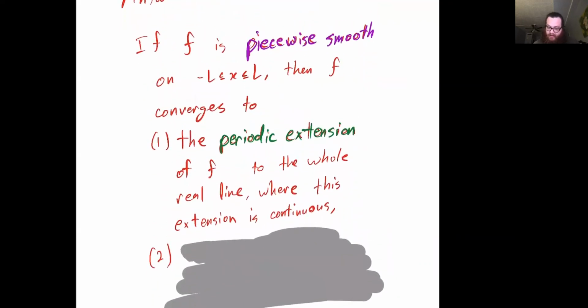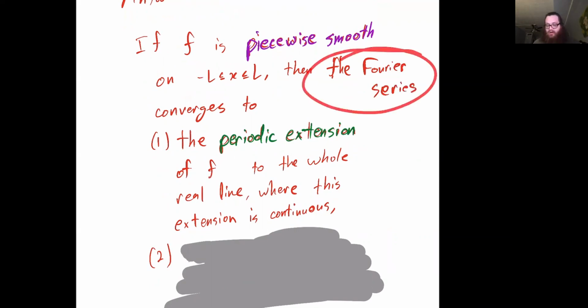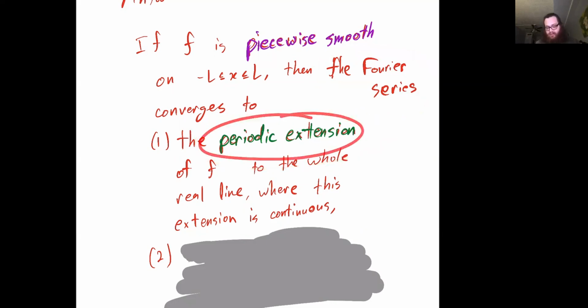Actually, I should clarify. So this should say then the Fourier series. There we go. So here, think of this as plug in a big capital N for the series, take that finite sum, capital N go to infinity. If you look at that object, then the Fourier series will either converge to this periodic extension of f, wherever this extension is continuous.